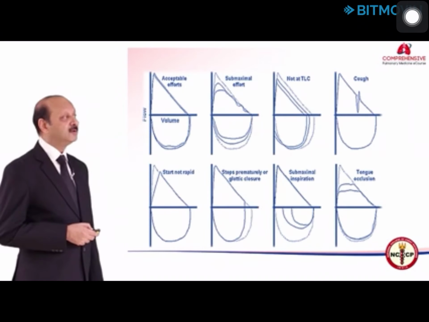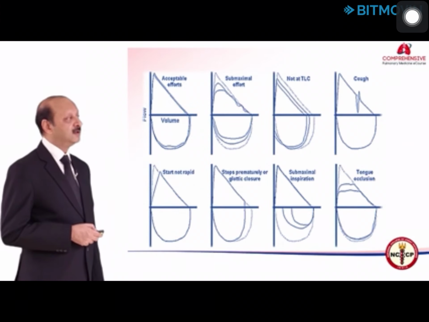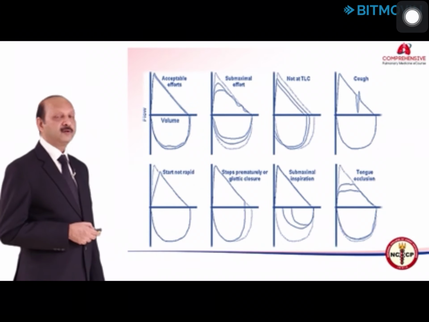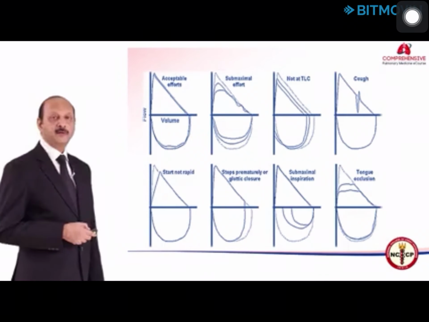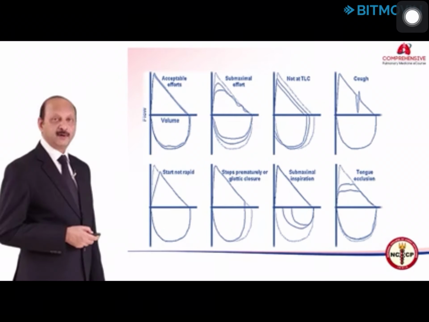Then in practice you can see all these kinds of things. In the upper row, the first one is acceptable. The second one in the upper row is a submaximal effort, as you can see from the curve. In the third, the patient is not at the total lung capacity, so whatever he is exhaling will be less. In the fourth, the patient has coughed.